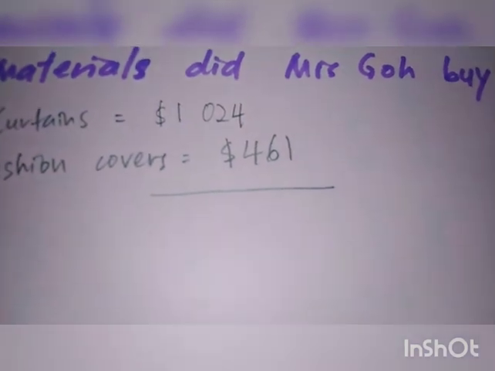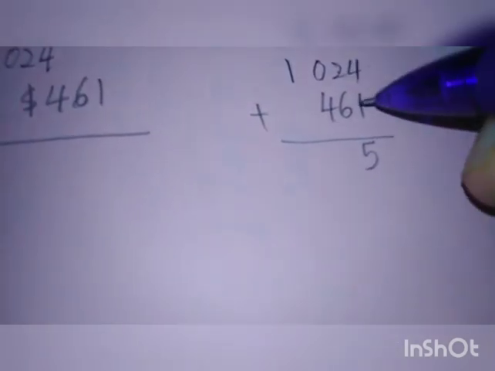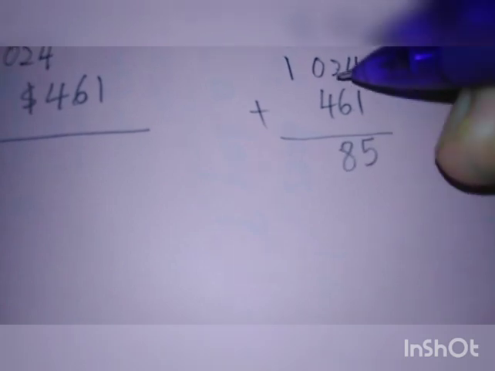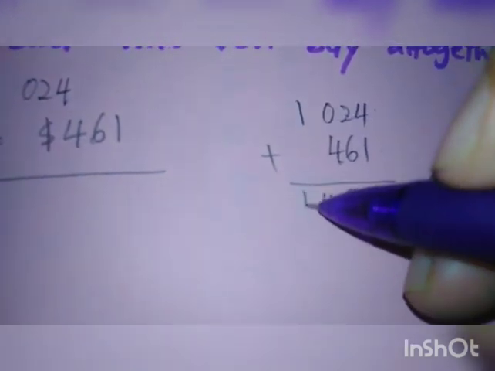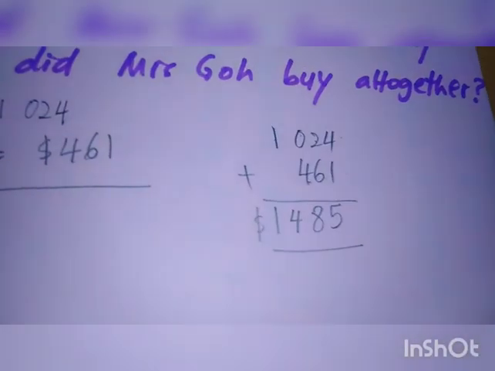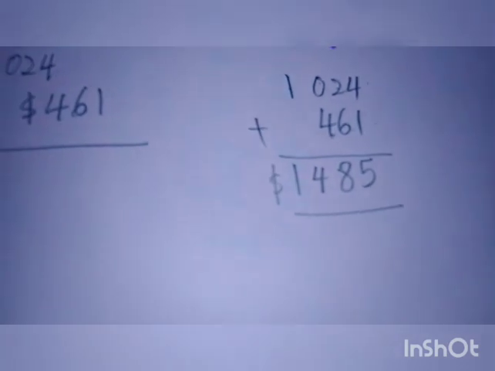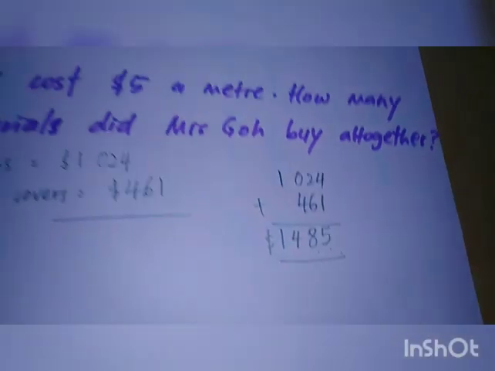So you will get, let me do it here, 1024 plus 461. 4 plus 1, you will get 5. 2 plus 6, you will get 8. 0 plus 4, you will get 4. 1, it will be 1. So the total spending for the curtains and also the cushion cover is 1485.